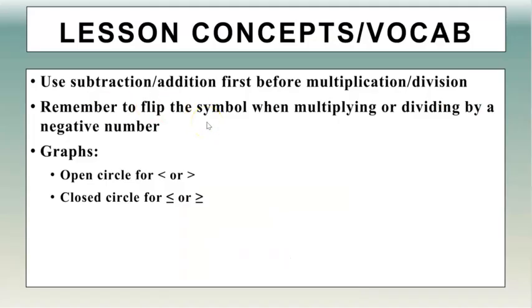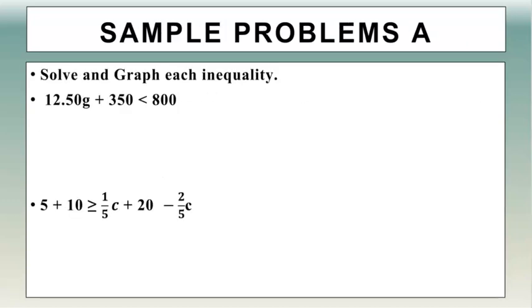So when we solve these and there's multiple operations involved, we always do adding and subtracting first, followed by multiplication and/or division. And then when we do graph it, just keep in mind open circle for less than or greater than, closed circle for less than or equal to, greater than or equal to. So our first example is solve and graph each inequality here.